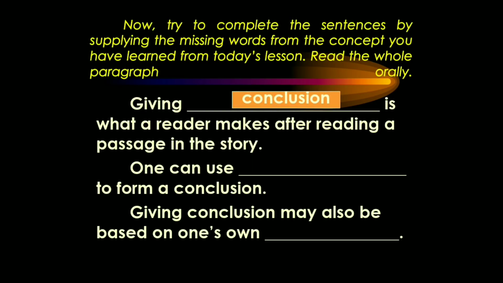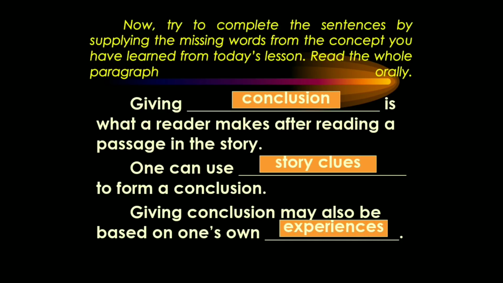Very good. So, one can use blank to form a conclusion. What could you use? Story clues. Okay? And last, giving conclusion may also be based on one's own experiences. So, let's read it together again. Giving conclusion is what a reader makes after reading a passage in the story. One can use story clues to form a conclusion. Giving conclusion may also be based on one's own experiences. Okay, very good.